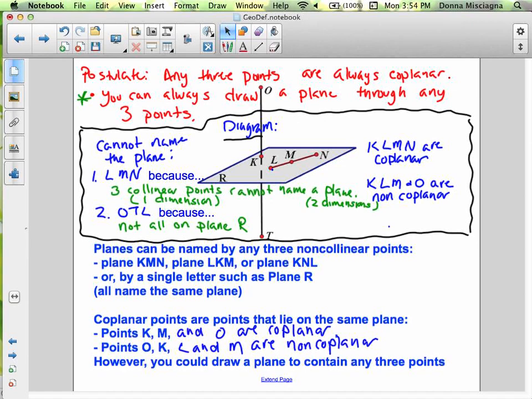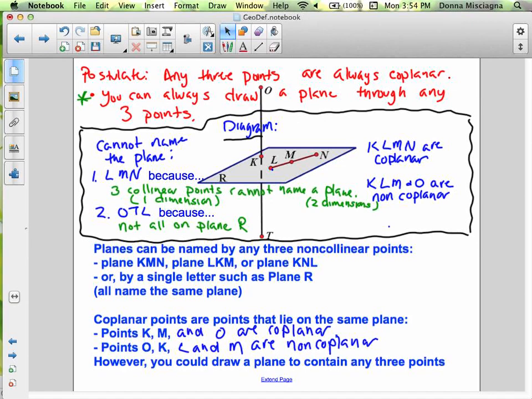Right, so just as a reminder, planes can be named by any 3 non-collinear points. I could call this plane KMN, plane LKM, or plane KNL. The order those points are in does not matter. Or by a single letter, such as plane R, because they all name the same plane.